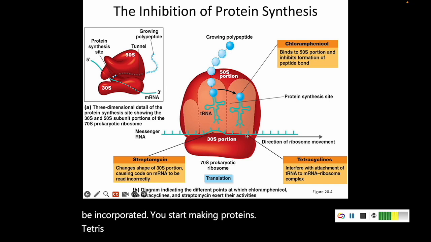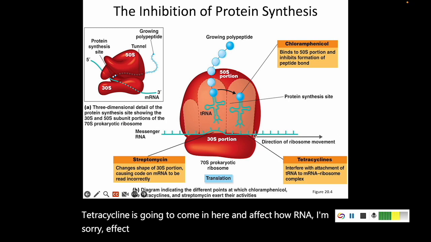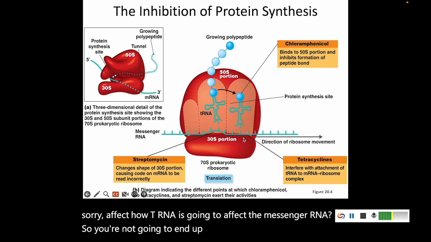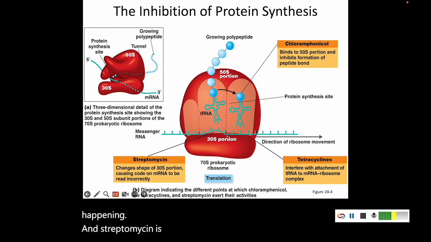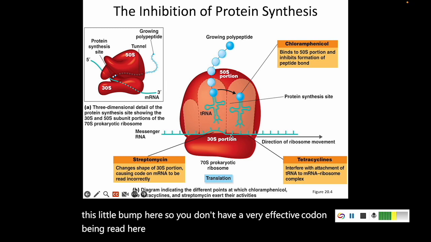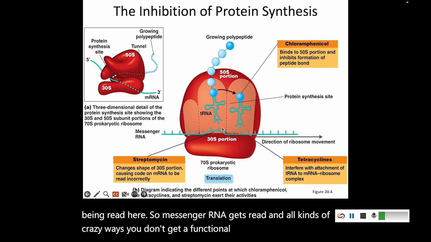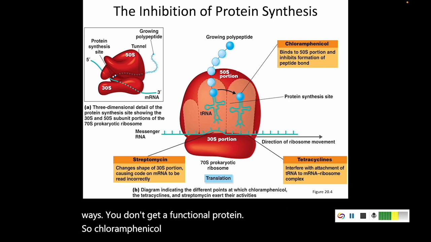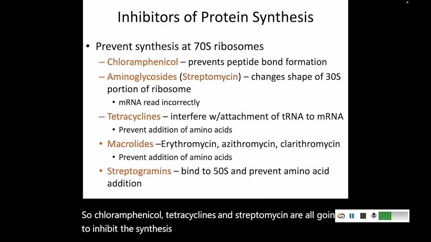Tetracycline is going to come in here and affect how tRNA is going to affect the messenger RNA. So you're not going to end up with functional translation happening. And streptomycin is going to change the shape. See how it made this little bump here? So you don't have a very effective codon being read here. So messenger RNA gets read in all kinds of crazy ways. You don't get a functional protein. So chloramphenicol, tetracyclines, and streptomycin are all going to inhibit the synthesis of proteins.